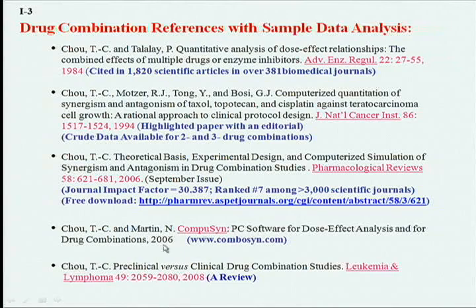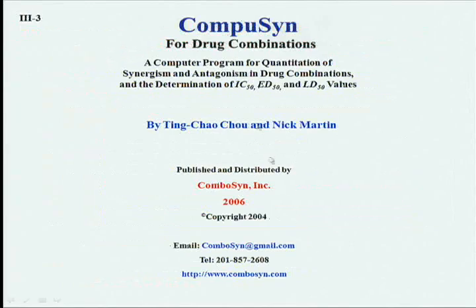This was just published recently. And recently I published a review article in the clinical journal Leukemia and Lymphoma, which also gives examples. The CompuSyn is not only for drug combination, but also for general dose effect analysis, such as determination of IC50, ED50, LD50, and so on. Here is the website, where you can get more information.